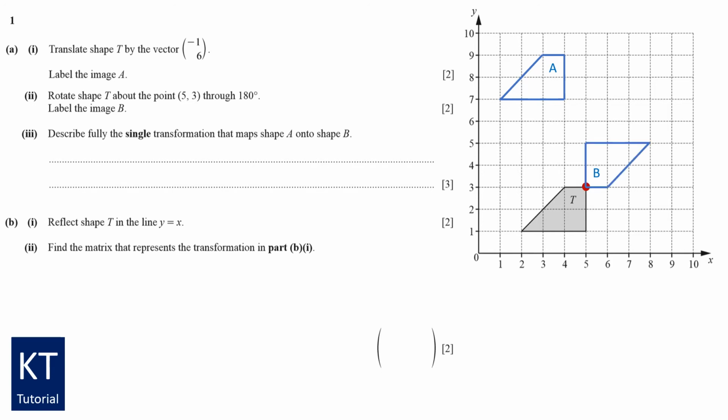Start by plotting the point (5, 3). This is shown as the red dot on the grid. This now serves as the pivot point to rotate shape T into shape B.